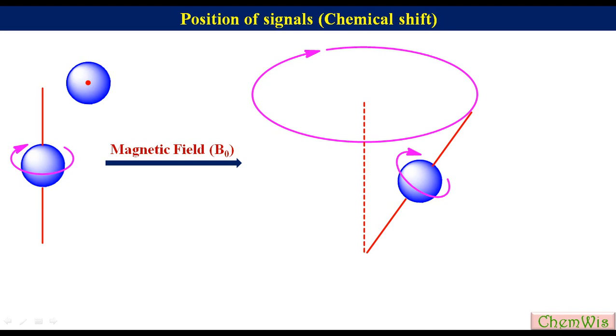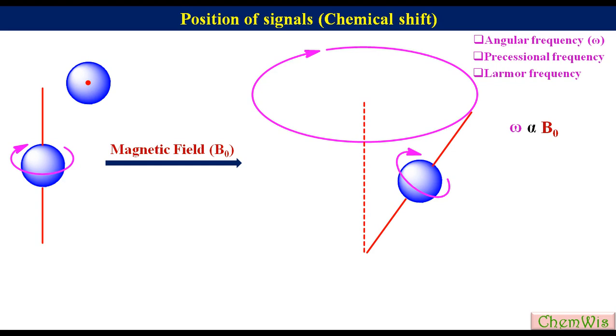The frequency of rotation of the nuclear axis around the previous axis is called angular frequency or precessional frequency or Larmor frequency. The precessional frequency is directly proportional to the applied magnetic field. Means the stronger the applied magnetic field, the higher will be the precessional frequency. For a proton, if applied magnetic field is 1.41 Tesla, the precessional frequency is around 60 MHz.